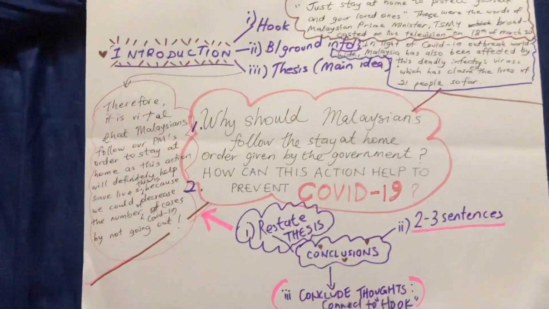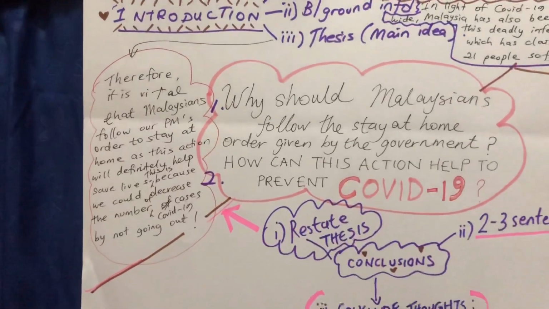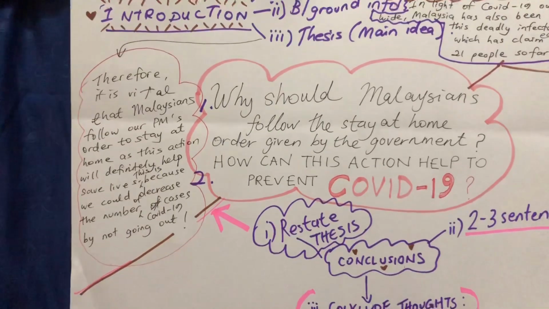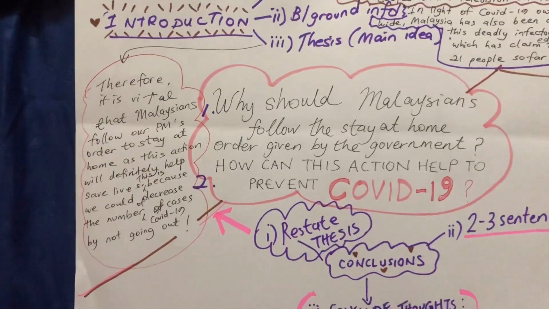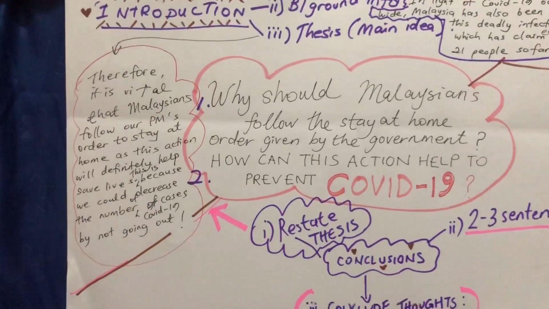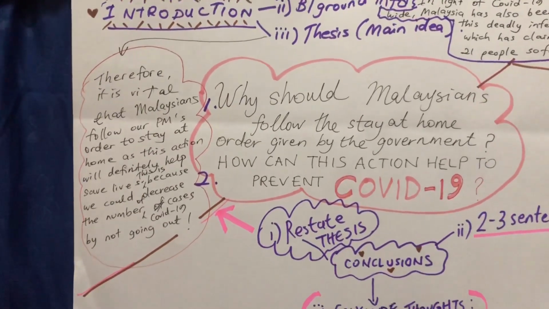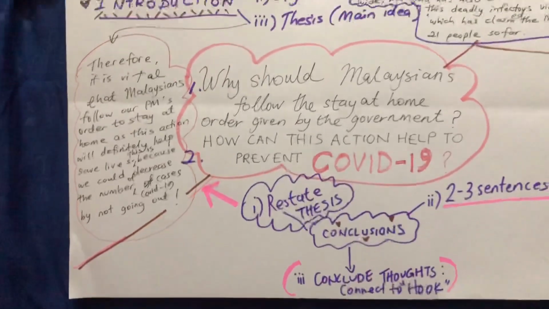So how are we going to do this? Looking at the introduction's thesis: therefore it is vital that Malaysians follow our PM's order to stay at home, as this action will definitely help to save lives. This is because we could decrease the number of COVID-19 cases by not going out. How do we change that?